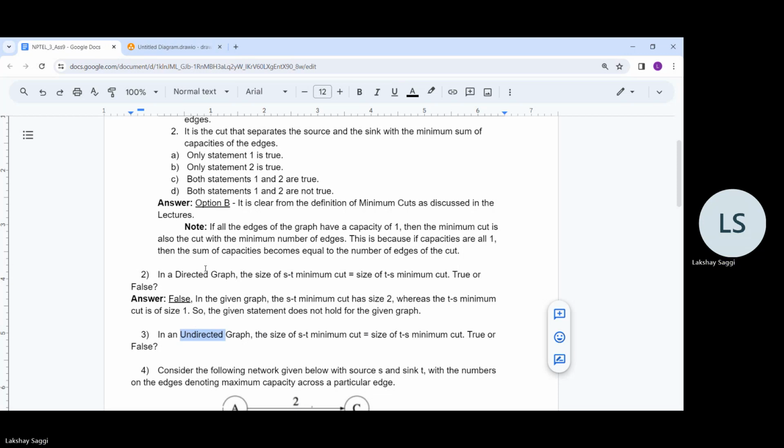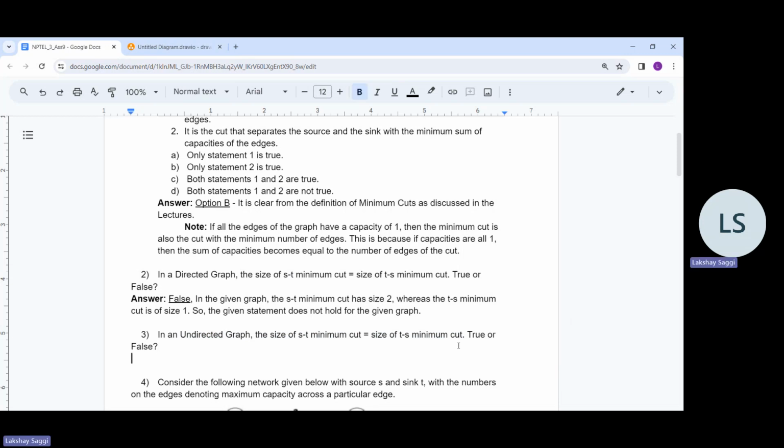So note that undirected graphs are a special case of directed graphs. But in an undirected graph, is the size of the ST minimum cut equal to the size of the TS minimum cut? Is this statement true or false? You guys can also think about it, but I'll tell you the answer. In this case, the answer actually comes out to be true. The size of the ST minimum cut will always be equal to the size of the TS minimum cut. And in fact, the minimum cuts will be the same also. And why is this the case?